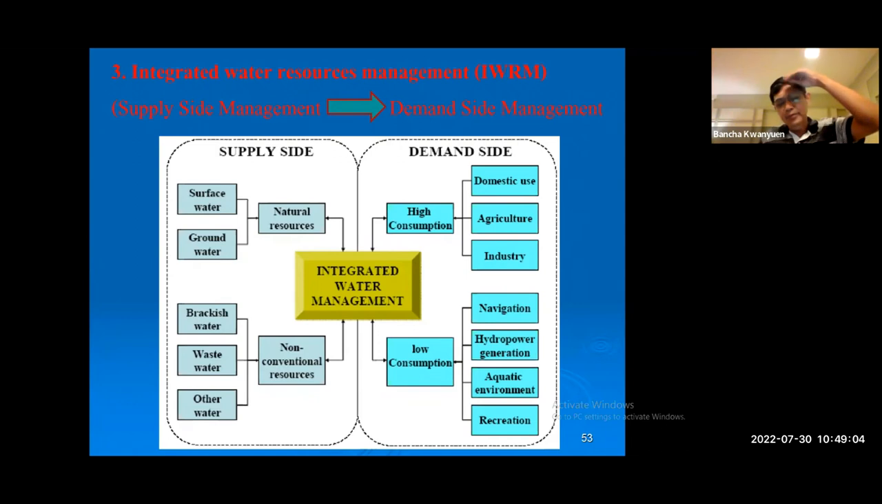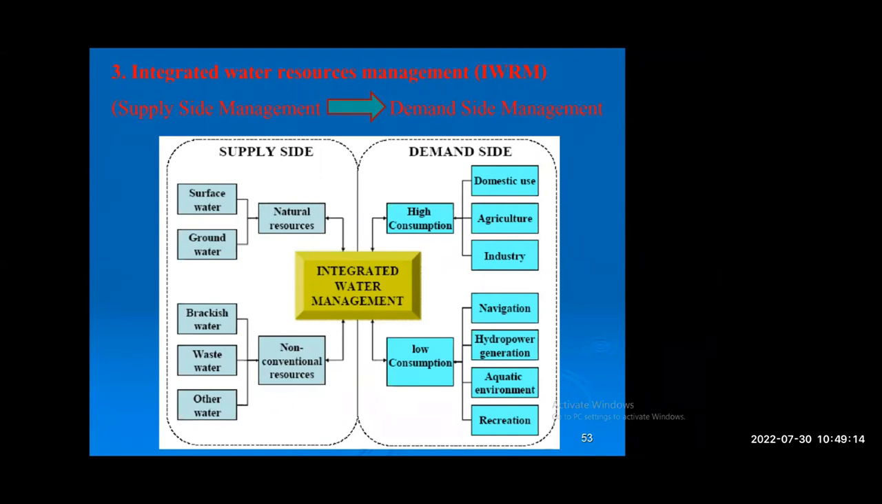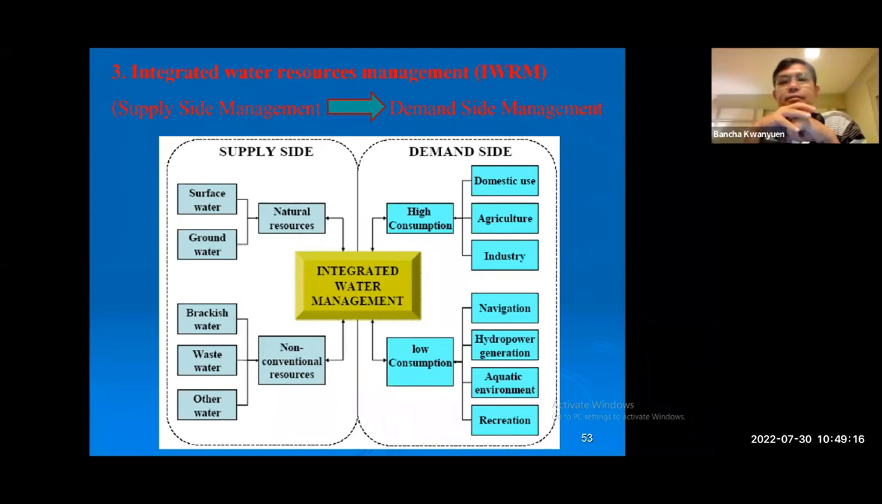So what happens if we change our emphasis from supply side management to demand side management? What does this mean? It means we put more effort into using water smartly and using a lesser amount of water. So in agriculture itself, we try to reduce water use, try to save more water.